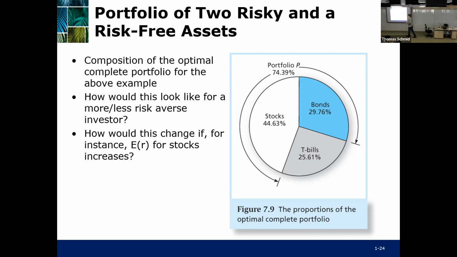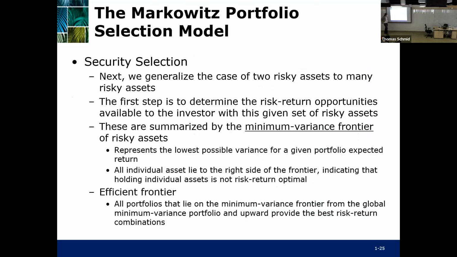This is called, and this will be on the last slide, the Tobin separation. So finding the optimal risky portfolio can be completely separated from investor-specific aspects. It's purely analytical. No risk aversion, nothing plays a role. The risk aversion only comes in the second step, which point on the capital allocation line you realize.